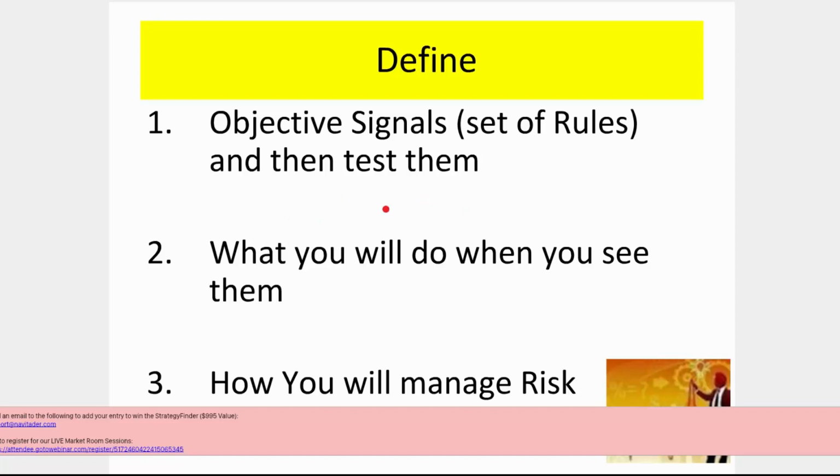All right, so defining a set of rules, number 1. Number 2, when those rules are identified, when you meet all your criteria for a trade, identify what you're going to do. And then number 3, how you're going to manage your risk.